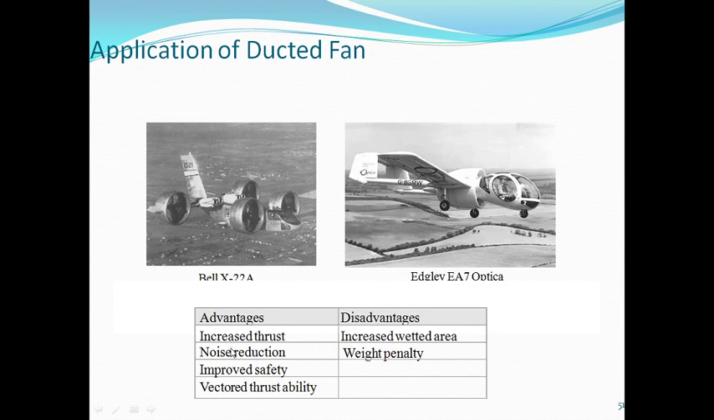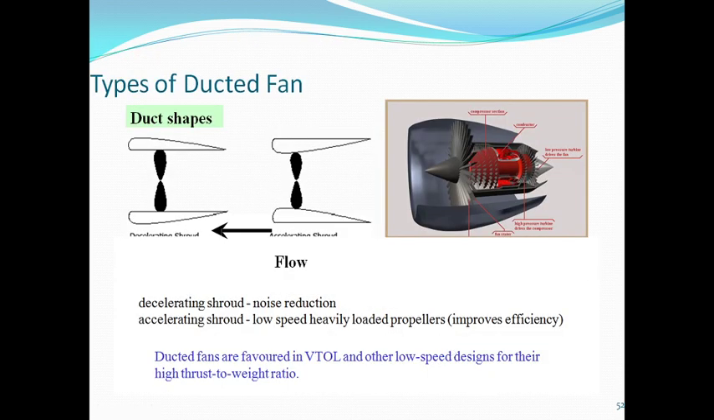Okay, so increased thrust, noise reduction, improved safety, and vector thrust are all advantages of ducted fans. Whereas the disadvantage is the weight penalty, and you have more area now, so drag will increase. We will spend more time on inlet shapes in the next lecture. But for the time being, just keep in mind the two kinds of ducts we will have.